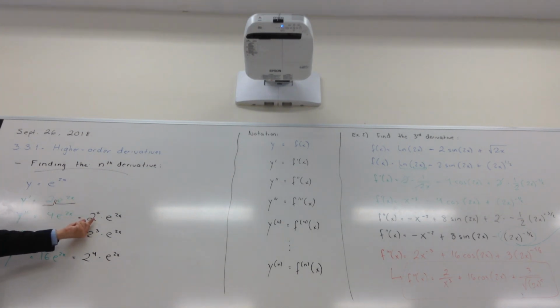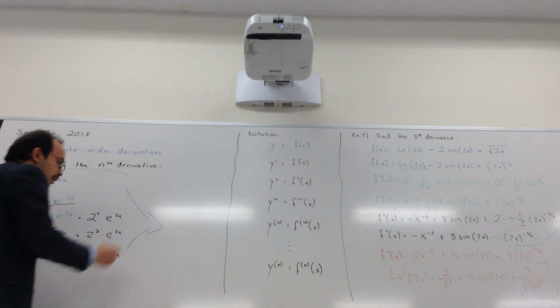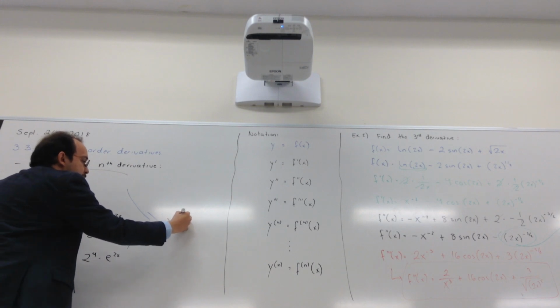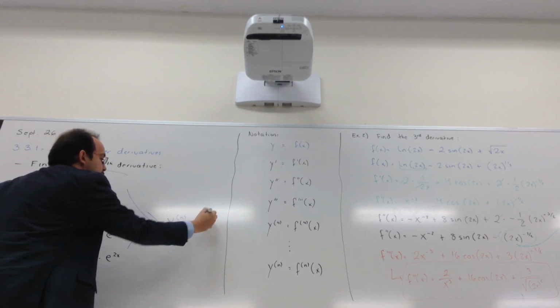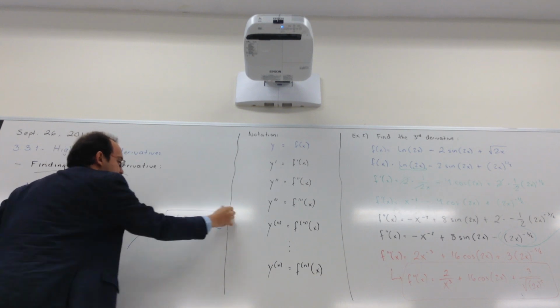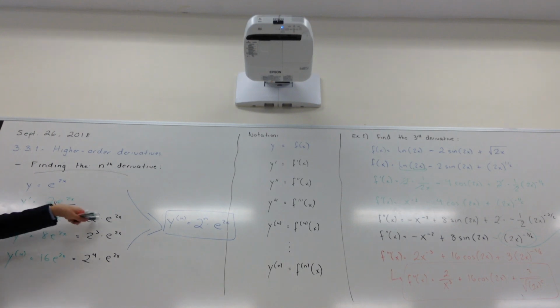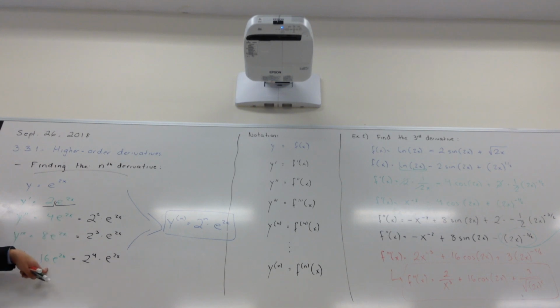So how can I generalize this related to the level of the derivative? Exactly. The formula for the nth derivative will be 2 to the n times e to the 2x. That formula is my nth derivative, because the 2 that is multiplying everything is related to the level of the derivative. 2 to the 1, 2. 2 squared, 4. 2 cubed, 8. 2 to the 4th power, 16.